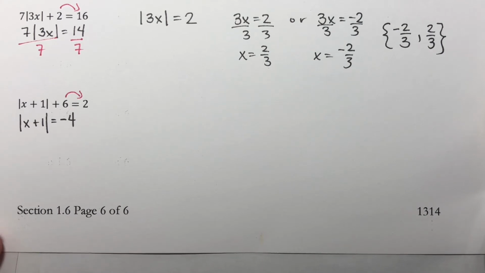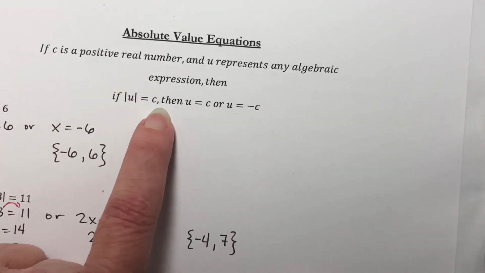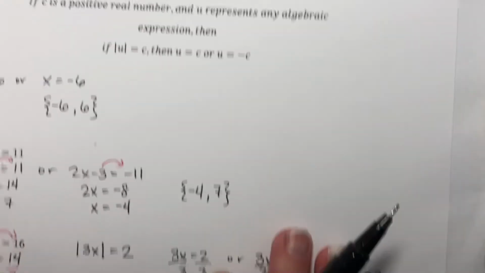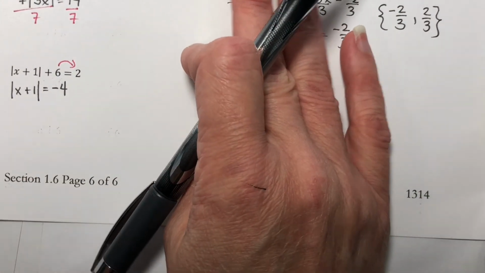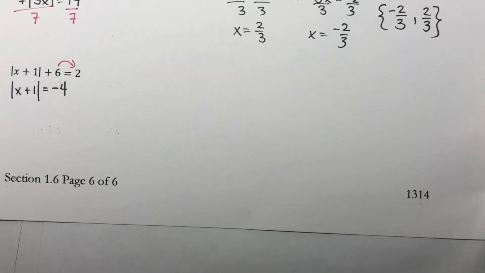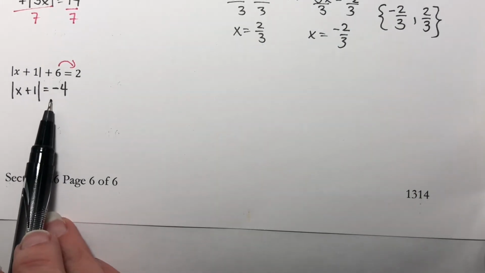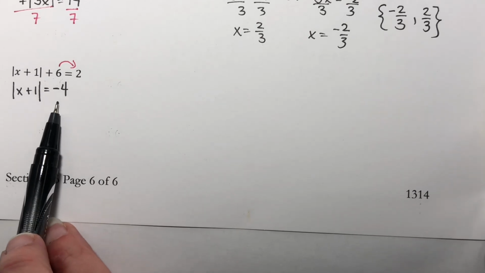Now, there are a couple of things wrong right here. First of all, if you look back up to the property, C, which is the number over here, has to be a positive real number. That's not a positive real number, okay? More than that, by definition, the absolute value is always either 0 or a positive number. It is never, ever, ever equal to a negative number, because of the definition of absolute value.